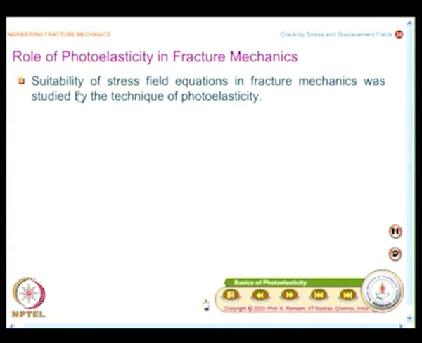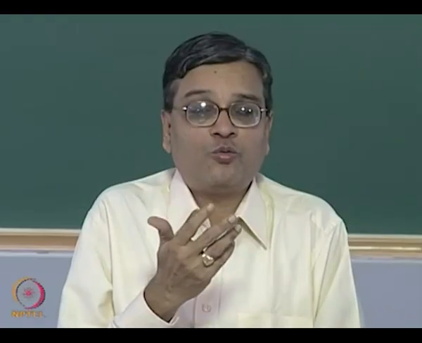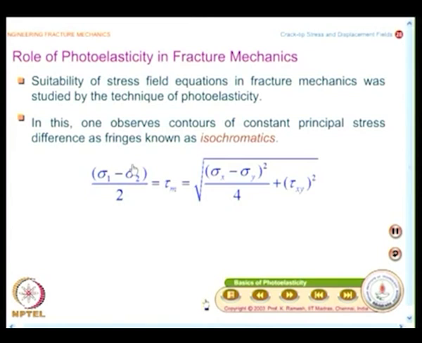I have always been mentioning that whatever stress field we obtain, whether it is suitable for a given situation was established by the technique of photoelasticity. Then the question comes: how? So, we have to know what the photoelastic fringes really represent. In photoelasticity, one observes contours of constant principal stress difference, which are labeled as fringes, and these are known as isochromatics.